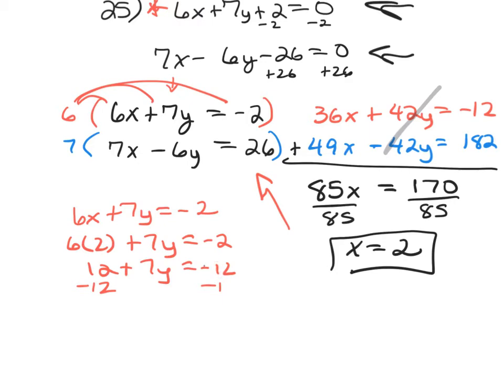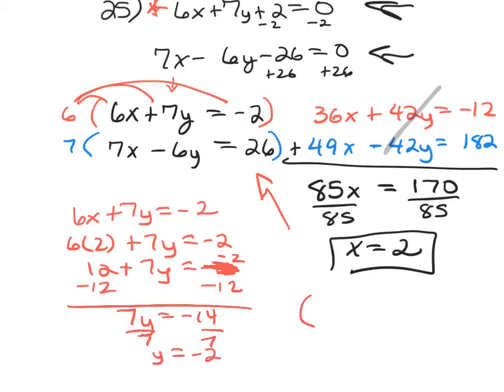This is just a negative 2. And this is a negative 12 here. 7y equals negative 14. Divide by 7, and y equals negative 2. So the solution is this ordered pair, positive 2, negative 2.